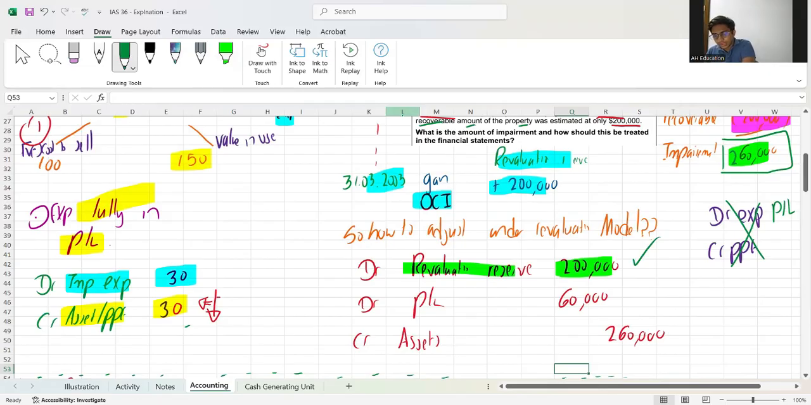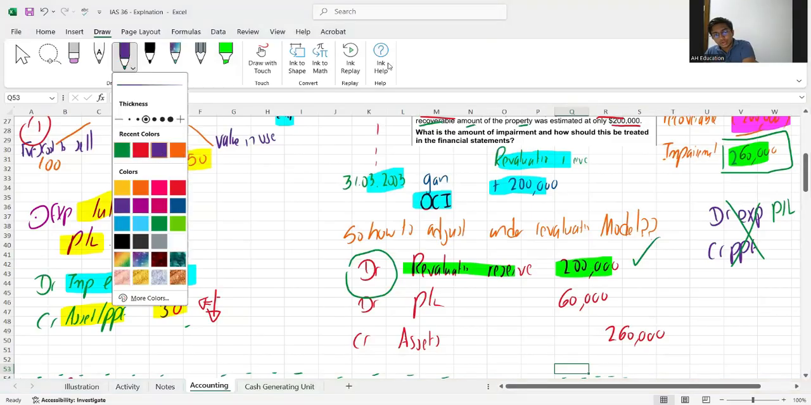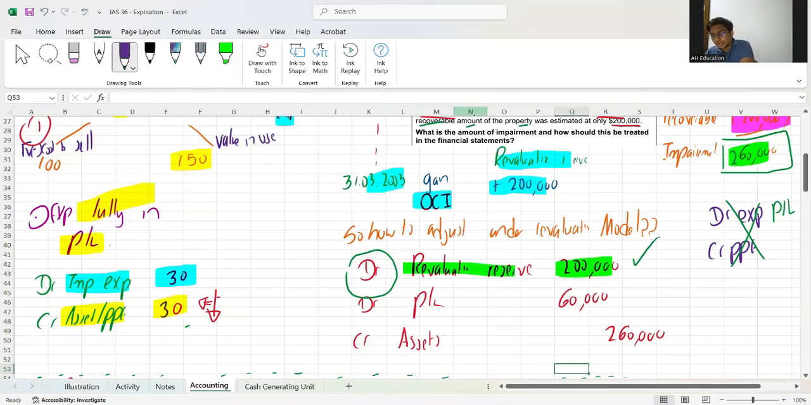First, right? Can you see I'm debiting my revaluation reserve, which means obviously it's reducing. Then out of my total impairment expense, which was 260,000, 200,000 was set off against your revaluation reserve, and then you have an excess of 60,000. That, as usual, you can debit to your profit or loss and credit your PPE.